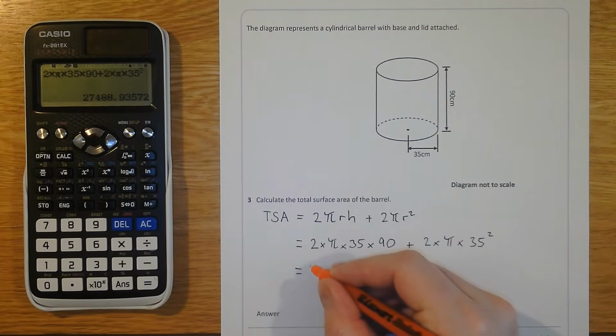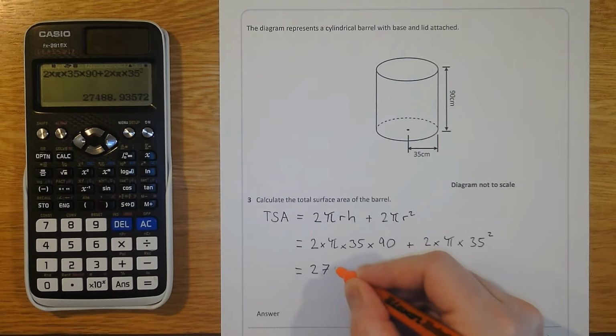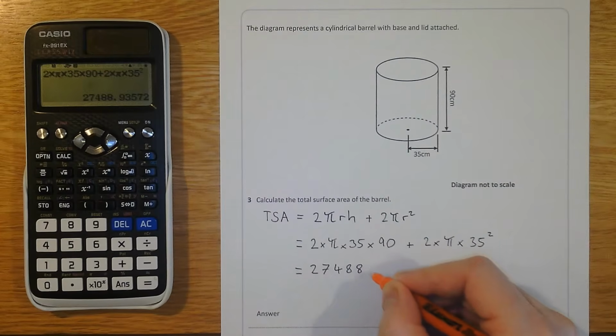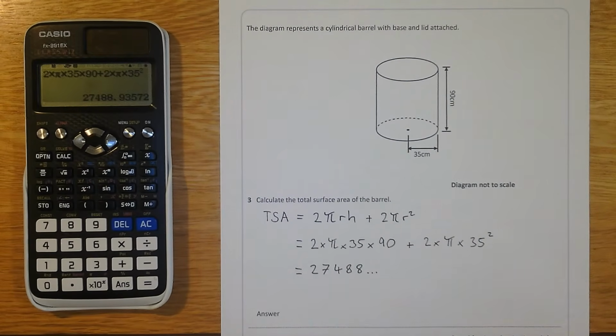That gives me an unrounded value of 27,488 plus some decimals, but I'm going to round it to 3 significant figures, giving me a final answer of 27,500 centimeters squared, because it's an area, and my degree of accuracy, as I said earlier, was 3 significant figures.